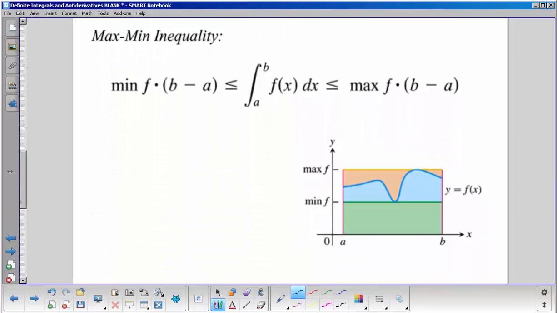Max-min inequality. Now, what is this? What does this represent here?